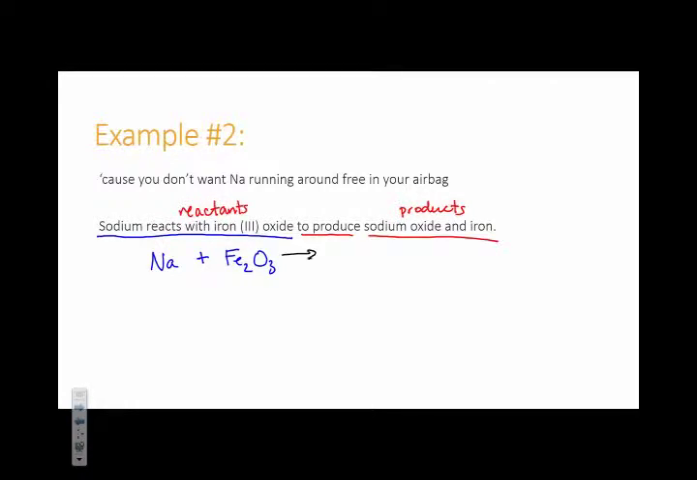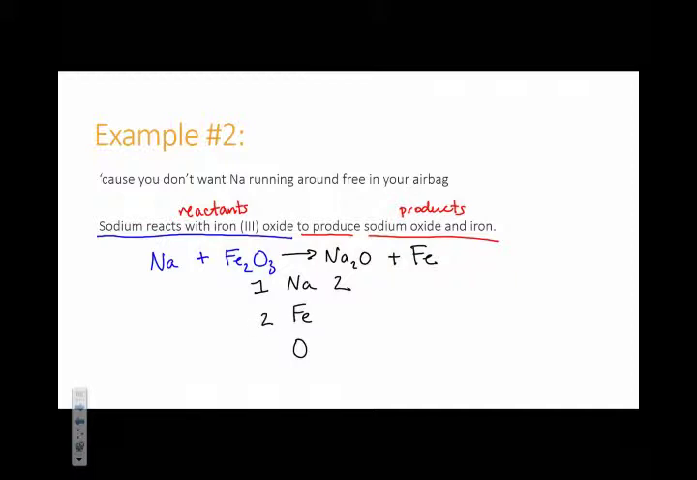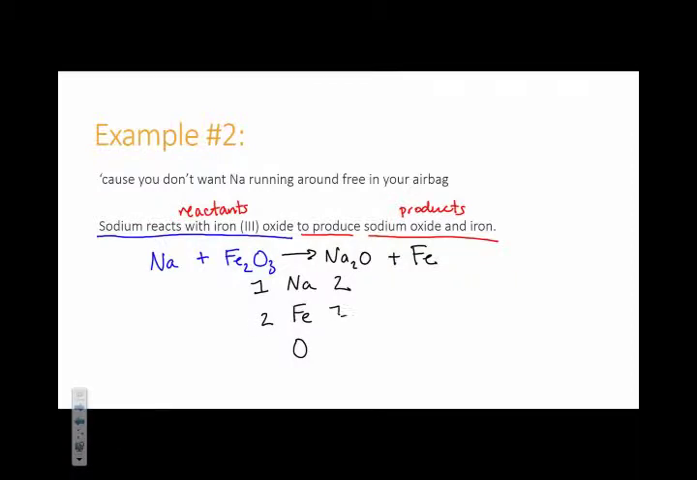Okay, let's see, sodium oxide, Na2O, and iron. I'm going to list my elements down the middle here to help me keep track of how many of each I have. And we see on my reactant side I have 1 sodium, on my product side I have 2, on my reactant side I have 2 irons, on my product side I have 1, and on my reactant side I have 3 oxygens but only 1 on the product side.